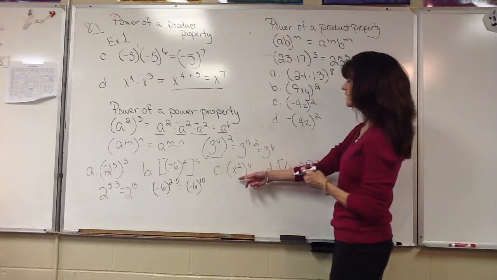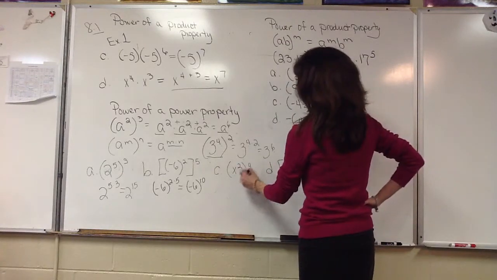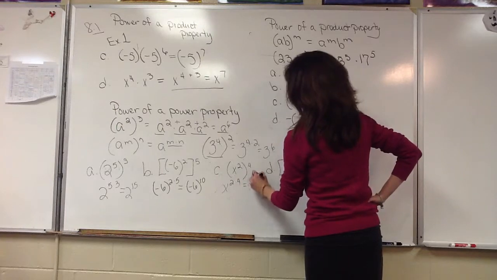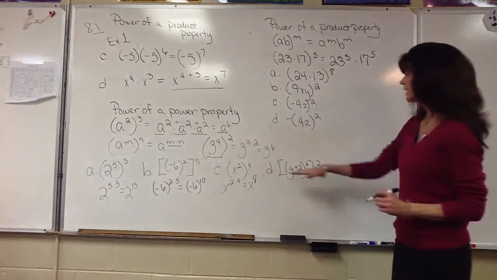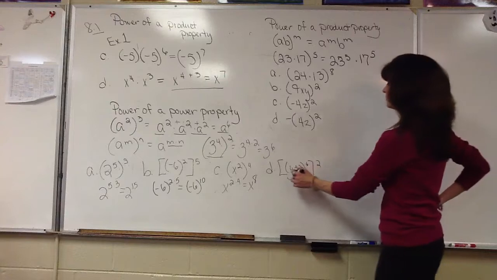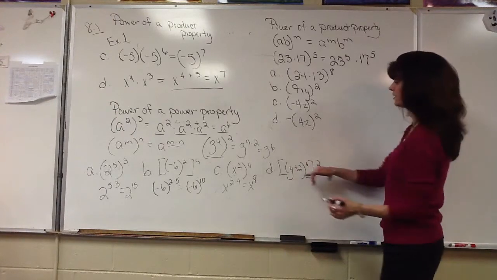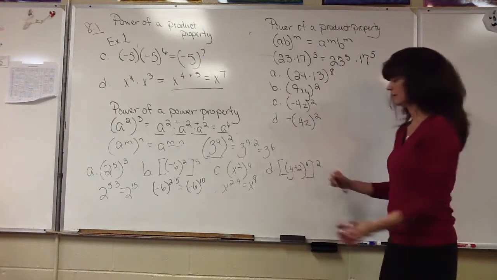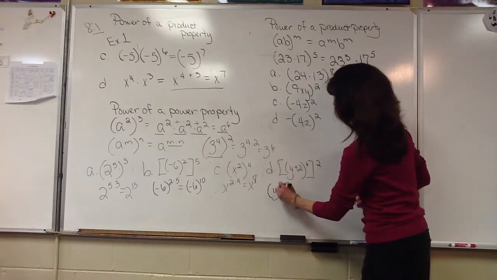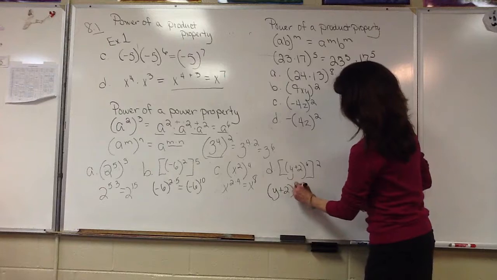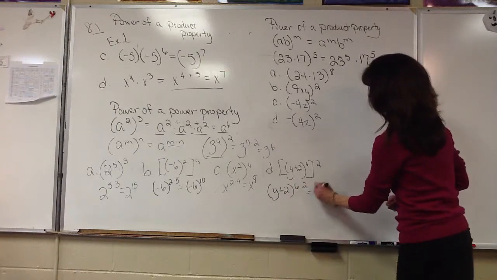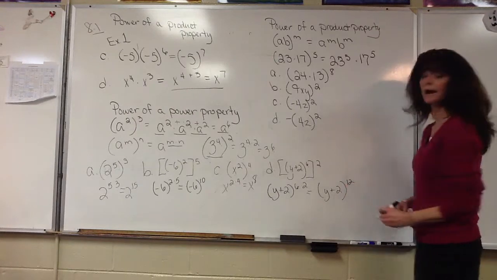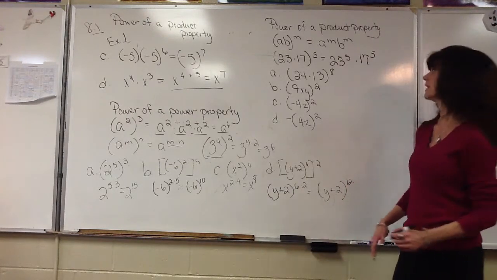Now our next example, we have x squared to the 4th power, so we're going to say x to the 2 times 4, which would be x to the 8th power, and then we have d, y plus 2 to the 6th power times 2. Now notice we have an entire polynomial in here, and we're going to keep it intact. So we're just going to keep it in the parentheses, y plus 2, 6 times 2, and that would be y plus 2 to the 12th power. And we would just leave it like that.